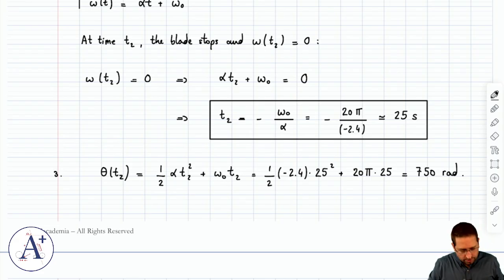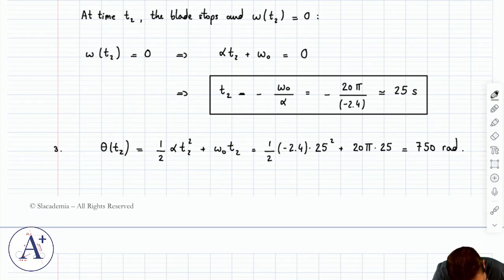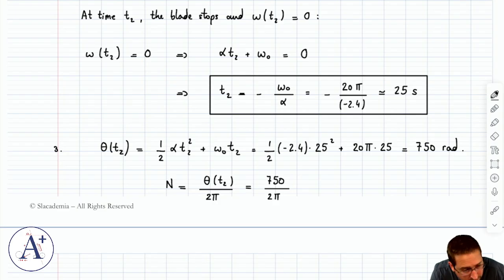That's almost what I want. I just want the number of revolutions. Easy enough. The number of revolutions, capital N, is going to be theta at time t2, and because one revolution is 2 pi radians, we just divide by 2 pi. So it's going to be 750 divided by 2 pi, and if pi is allowed to be 3, 750 over 6, which is 125 revolutions.